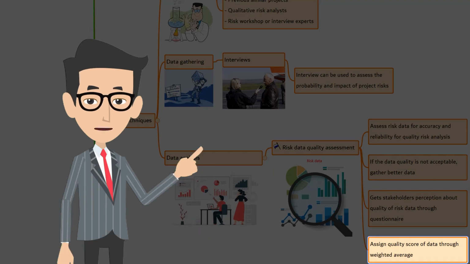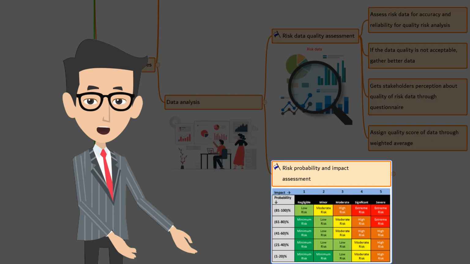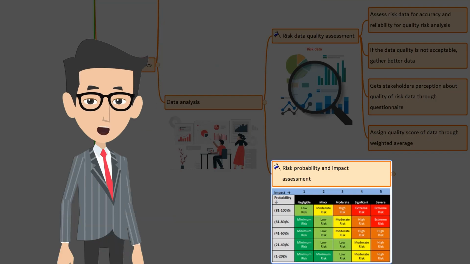The next is risk probability and impact assessment. Risk probability and impact assessment is all about identifying the probability of a risk occurring, and if it occurs, what will be the impact on the project. This is part of qualitative risk assessment. Risk qualitative assessment is based on individual's perception. So it's more subjective. So it's best to fix a standard way of measuring it.